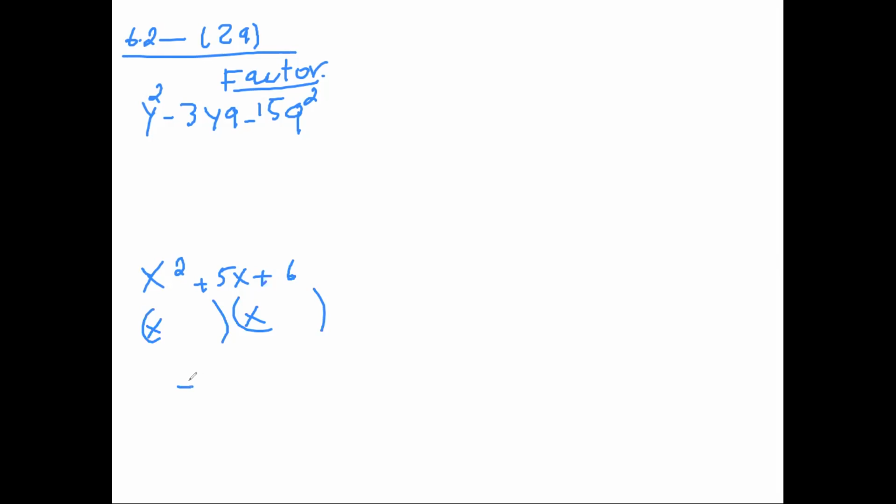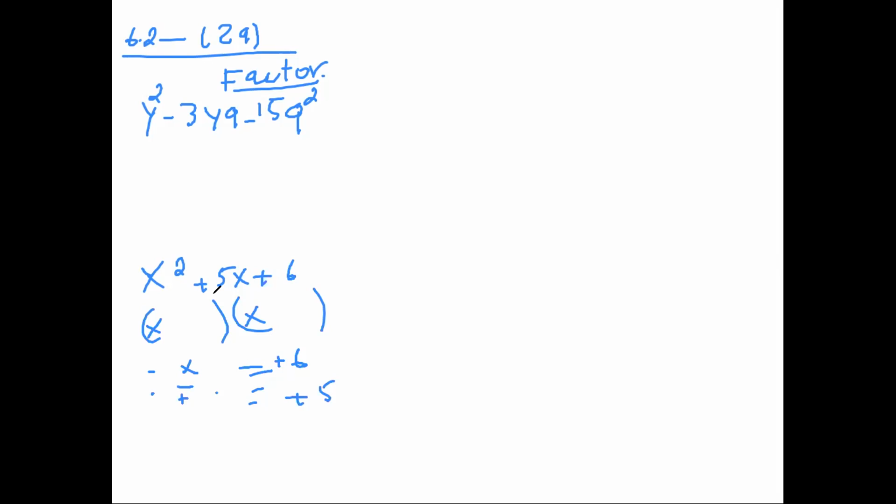So you say 2 numbers multiply to this number here. The same 2 numbers, here you either add or subtract them, and it should give you this number, positive 5. So it'll be x plus 2, x plus 3.